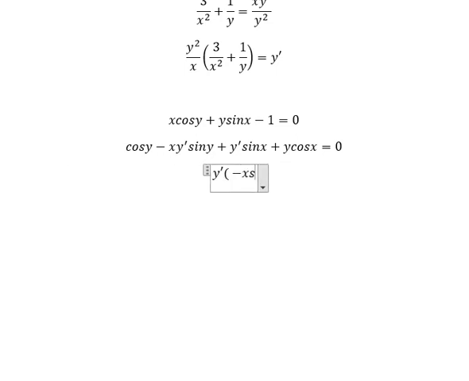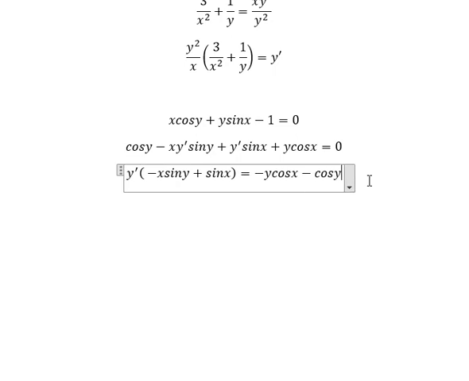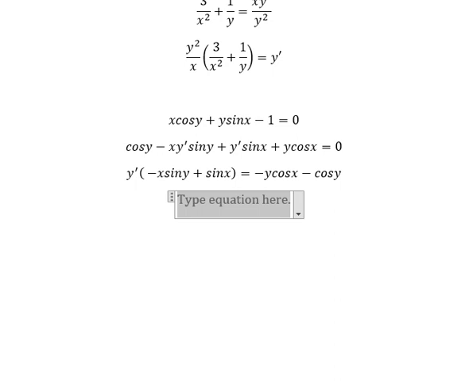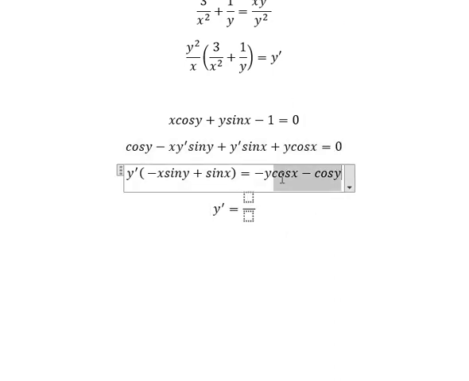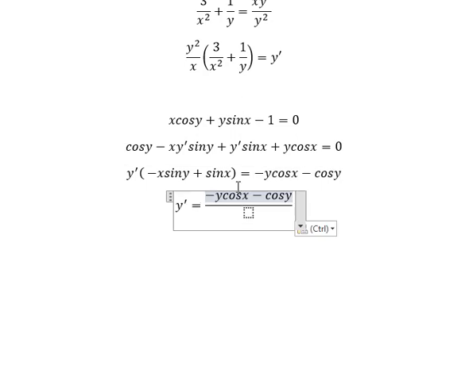Negative s multiplied with sine y plus sine s equals negative y cosine s negative cosine y. To find the first derivative of y, we just divide by this one. And this is the answer.